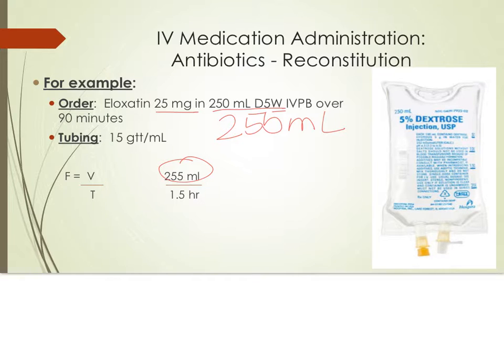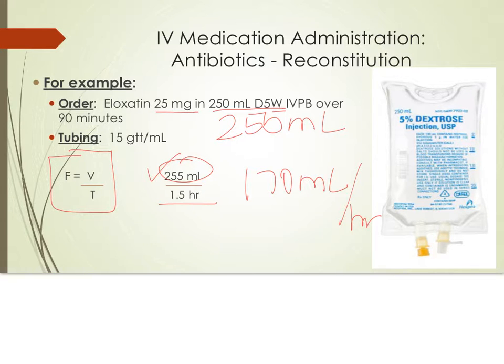First, let's calculate the flow rate. The formula, as you recall, is F is equal to the volume over time. So we will divide the volume, which is 255 milliliters, over the time, which is 1.5 hours. This gives us a flow rate of 170 mils per hour.